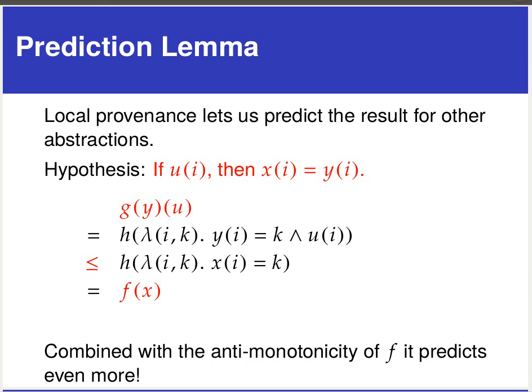But you can combine this prediction lemma with the anti-monotonicity of f. So if the prediction lemma gives you that some x is going to make the analysis return 1, then you also know that all the smaller abstractions are going to return 1. And those do not necessarily have to agree with the abstraction y for which we have the local provenance, and that prunes out even more of the search space.